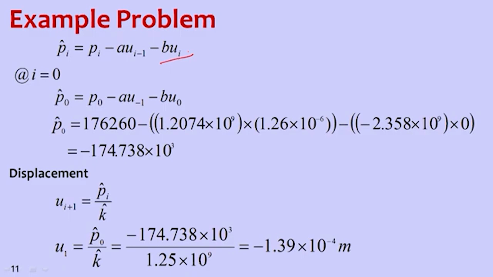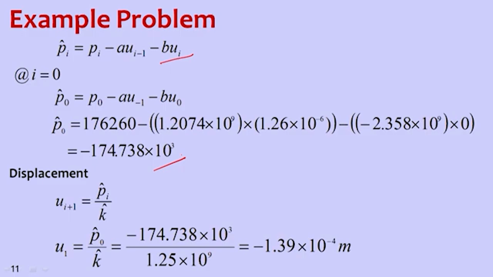So P cap 0 is 1762.6, which is P naught, which we have already calculated, minus 1.2074 into 10 to the power of 9, which is the A value, and 1.26 into 10 to the power of minus 6, which is U minus 1, minus B, which we got as minus 2.358 into 10 to the power of 9, and U0, the initial value, which is equal to 0, that we have assumed. So finally we are getting a P cap 0 value as minus 174.738 into 10 to the power of 3.